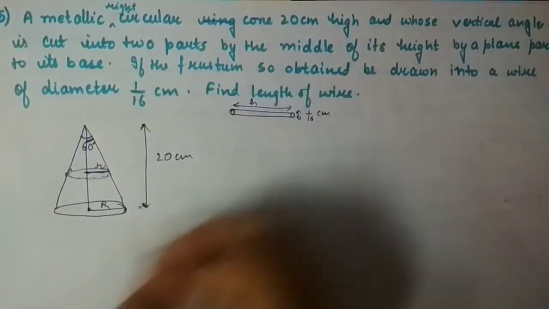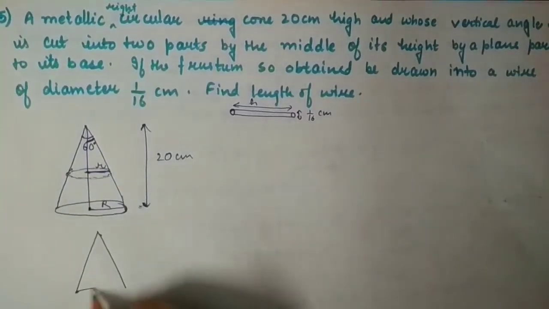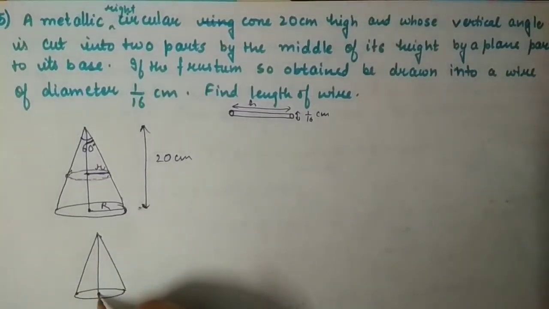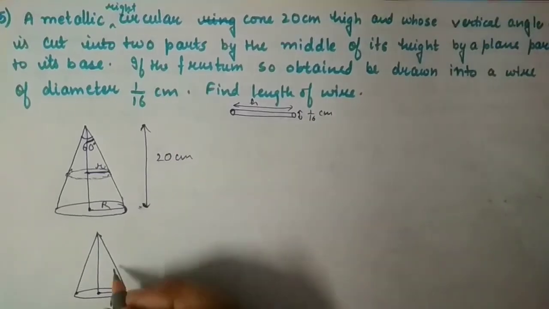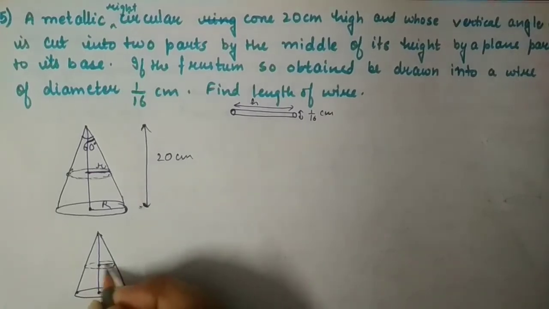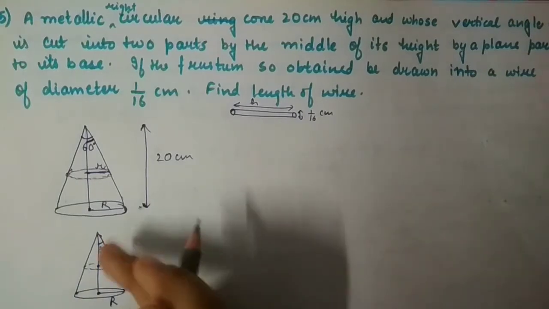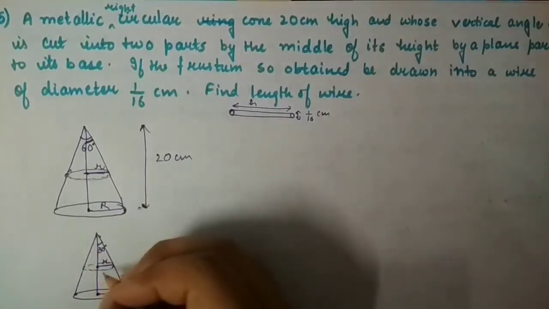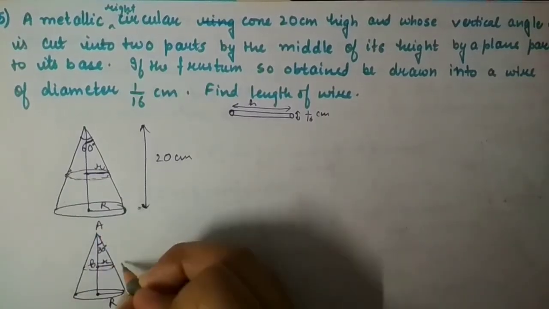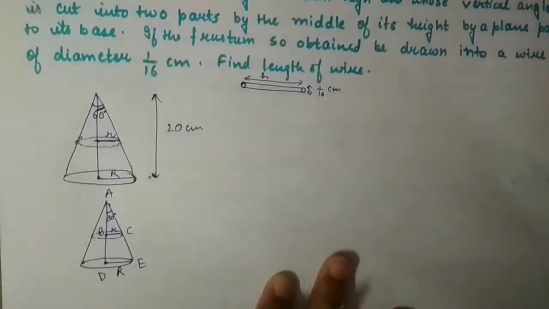I am drawing it once again so that it is clear. This is the cone and this is the height. This is capital R, and from the middle it is cut by a plane, so this is small r, and this angle would be 30 degrees. So first of all we will find out small r. So you consider this A, B, C, D, E. Okay, we have named the points.